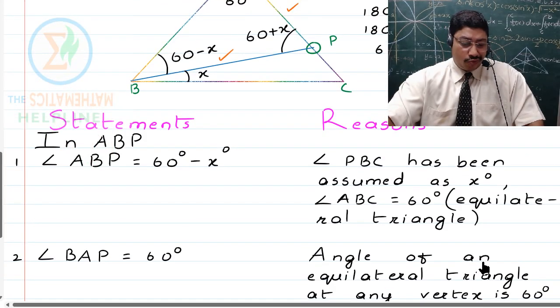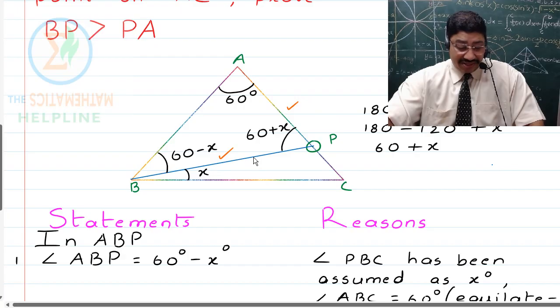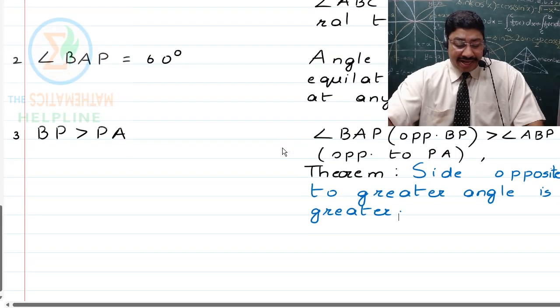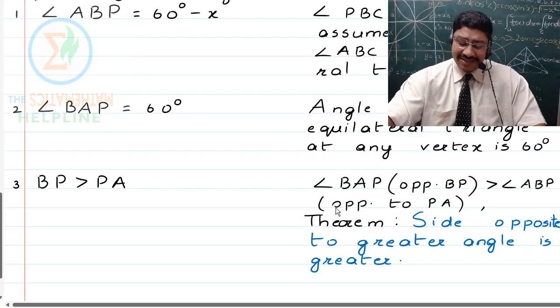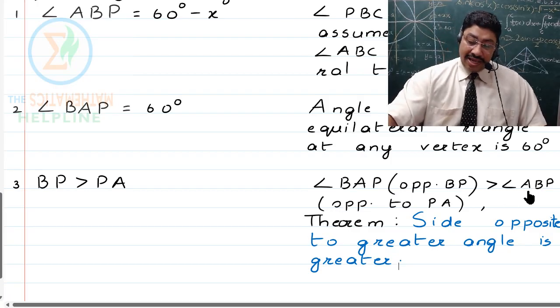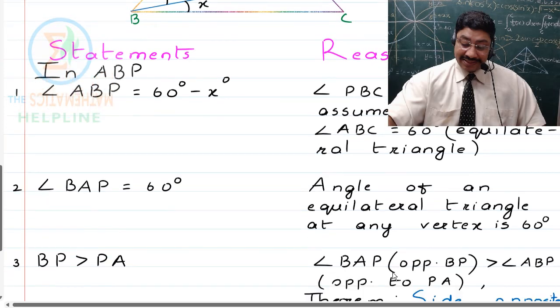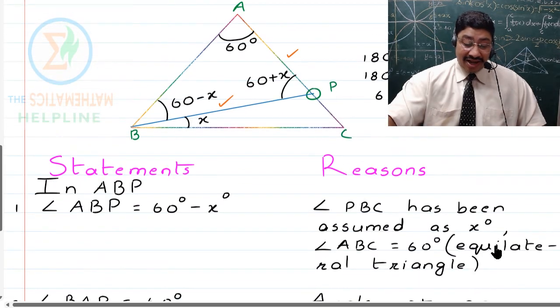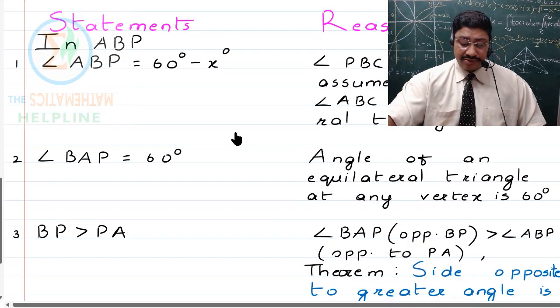Now children, next we talk about comparing the sides. So we say that the side which is opposite to angle A is larger and the side which is opposite to angle ABP is lesser. That is because the side which is opposite to AP has an angle of 60 minus x. Like here ABP is this angle which is opposite to side PA. So this angle is 60 minus x, and the other angle is 60, and that's why the side which is opposite to it is going to be larger.